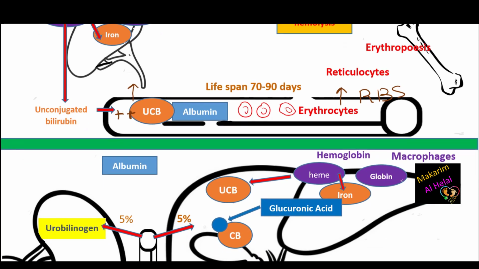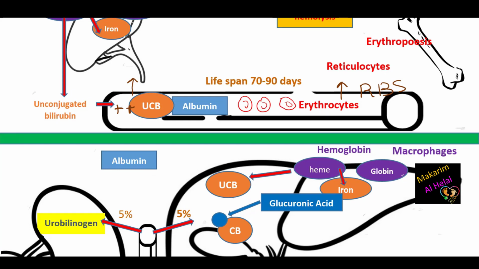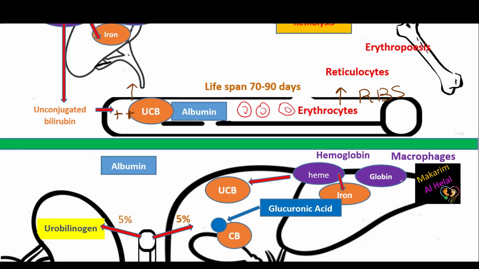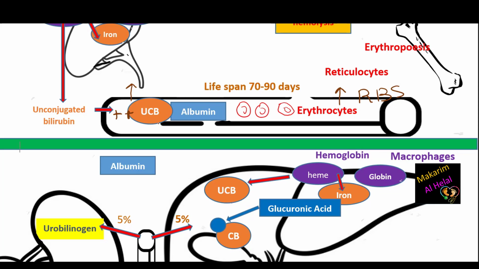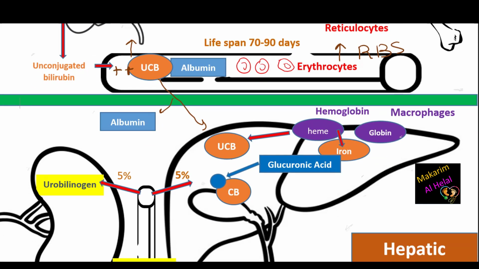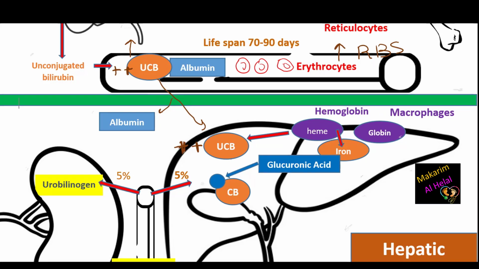Unconjugated bilirubin is lipid soluble and toxic to the central nervous system, so in the blood it is carried around by a protein known as albumin. Unconjugated bilirubin goes with albumin for further metabolism in the liver. In the liver, it undergoes a reaction called conjugation, so all the unconjugated bilirubin is converted to conjugated bilirubin.